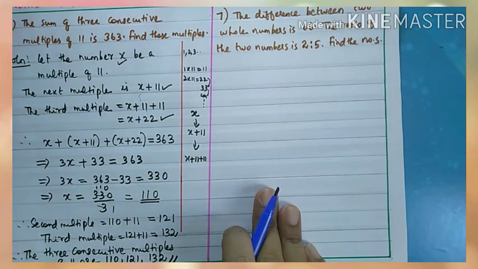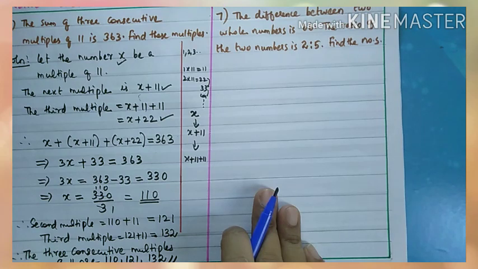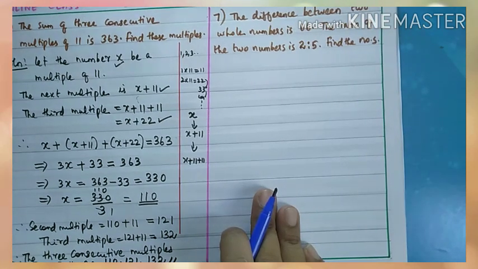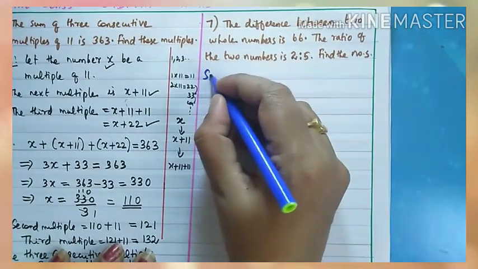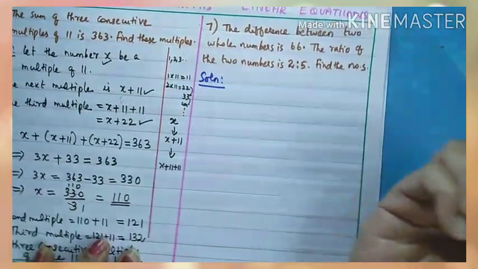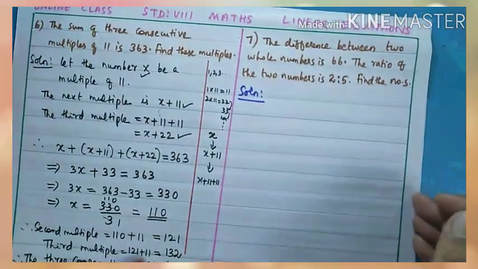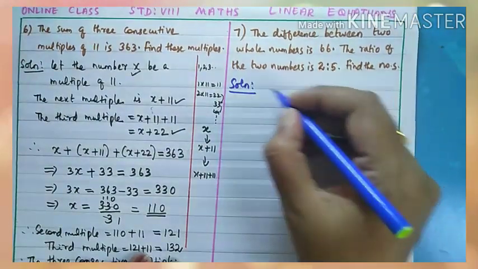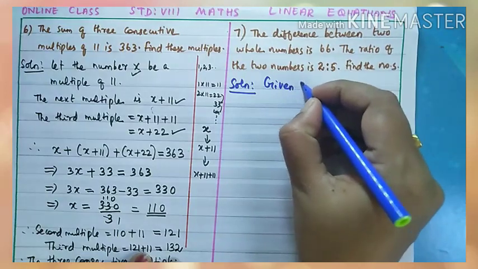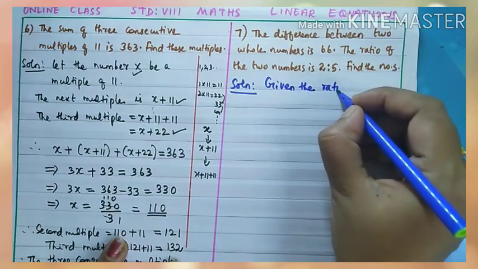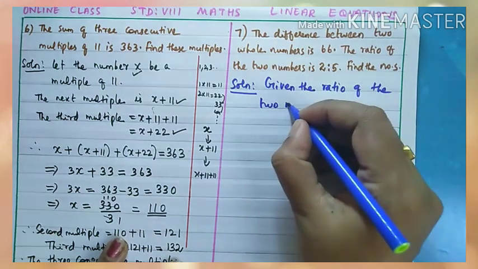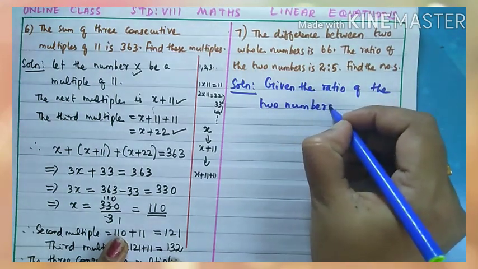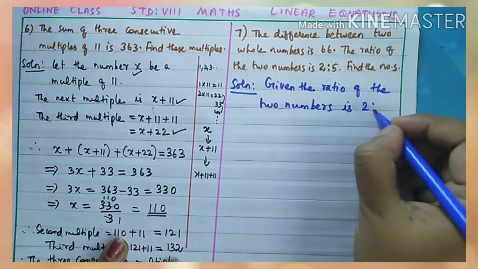Okay, so how can you start this problem? The difference between two whole numbers and the ratio is given. So how can we start? Yes, solution. Okay, given the ratio of the two numbers is 2 is to 5.